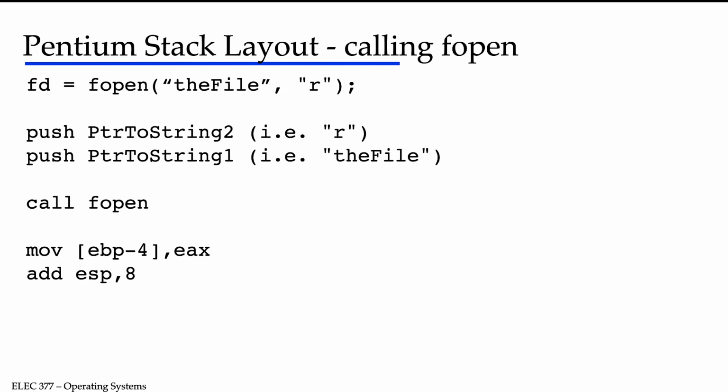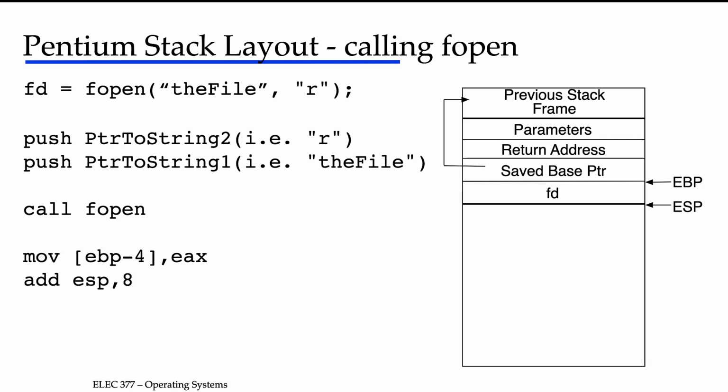Let's look at what happens when we call a library function such as fopen. Now, the particular example we're using is from the 32-bit Intel architecture such as used on a Pentium. The 64-bit Intel architecture is similar. The only difference is that instead of 4 bytes for a pointer, we use 8 bytes for a pointer. But the registers and the layout of the stack are very similar.